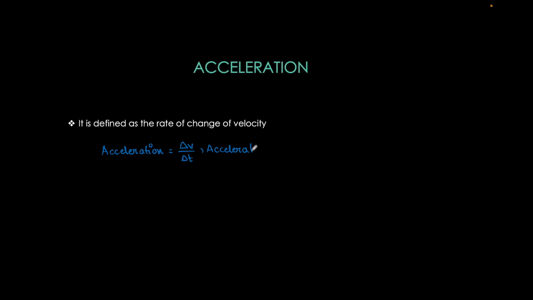Now we are going to learn about acceleration. Acceleration is defined as the rate of change of velocity. Basically, what we can write is that acceleration is equal to del v by del t, where v and t represent velocity and time respectively, and del represents change. Or for simplicity, we can write acceleration is equal to (v minus u) by t.